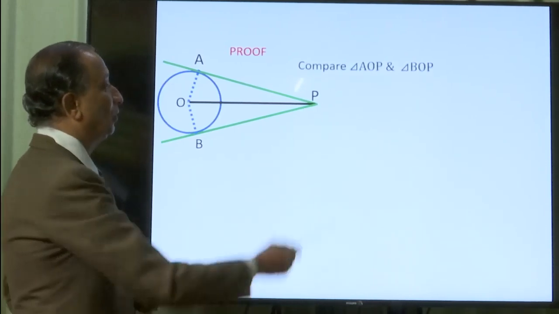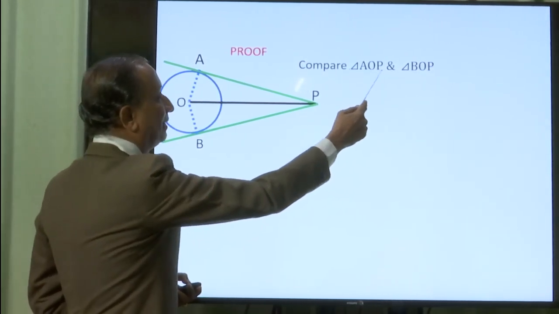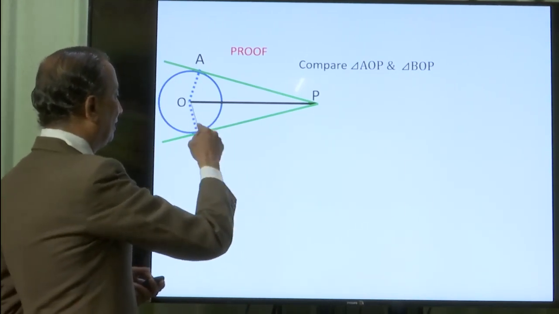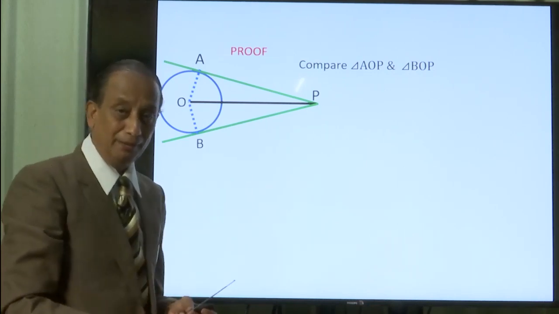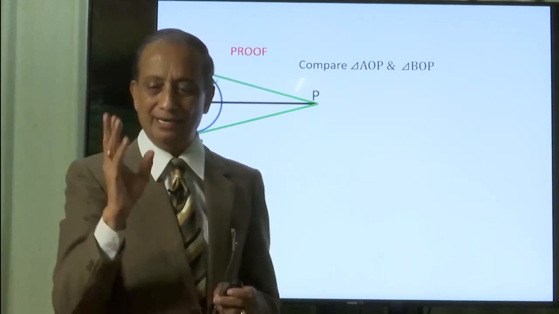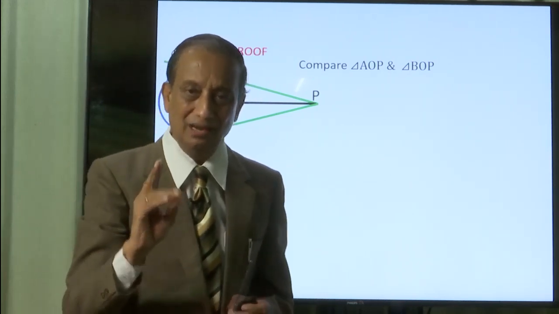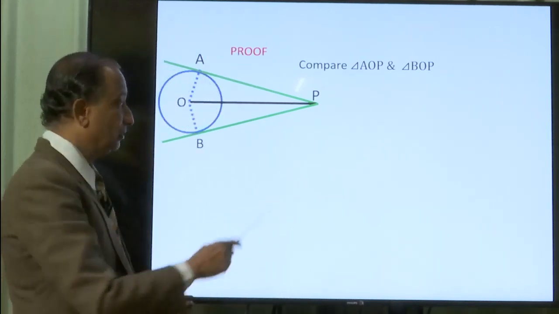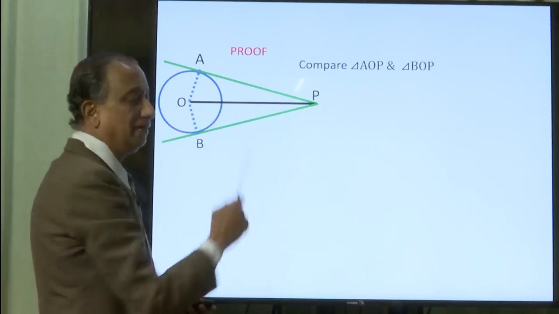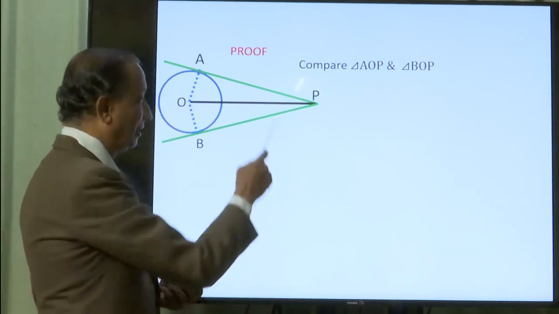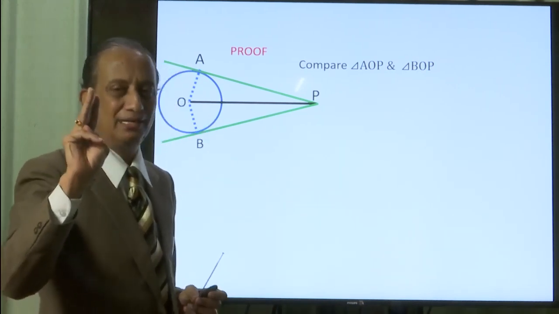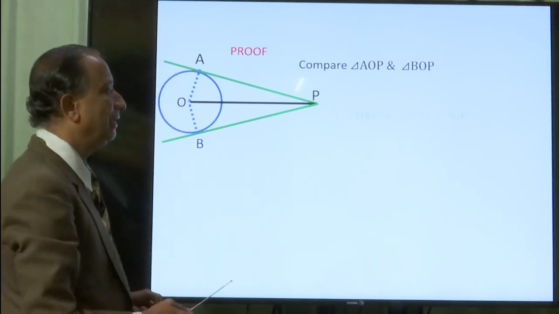Let us start. Compare right angle triangle AOP and right angle triangle BOP. Compare means we have to compare the elements of those two triangles. Elements means the sides and angles of a triangle are called elements of a triangle. So let us compare the sides and angles in both the triangles. That is the meaning of comparing these two triangles. You know already that only 3 elements are to be listed.